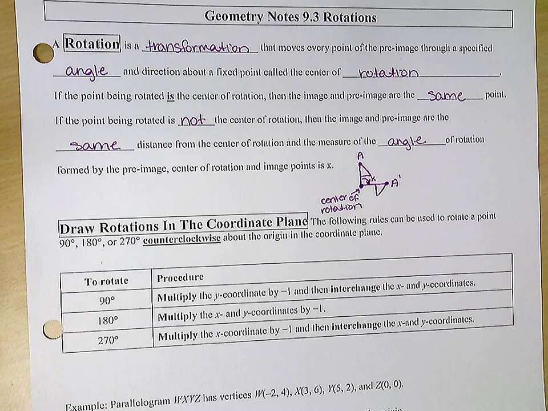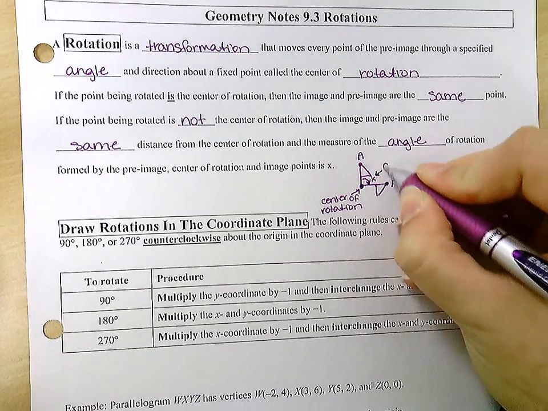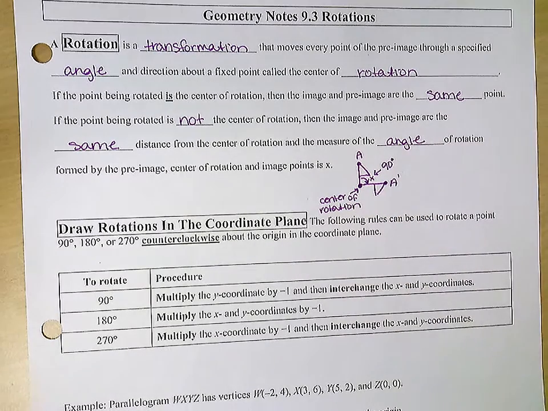And we're rotating 90 degrees. So that's what our rotation is going to look like. You have your center of rotation, you rotate a certain angle amount in a certain direction, all of those points from your pre-image.